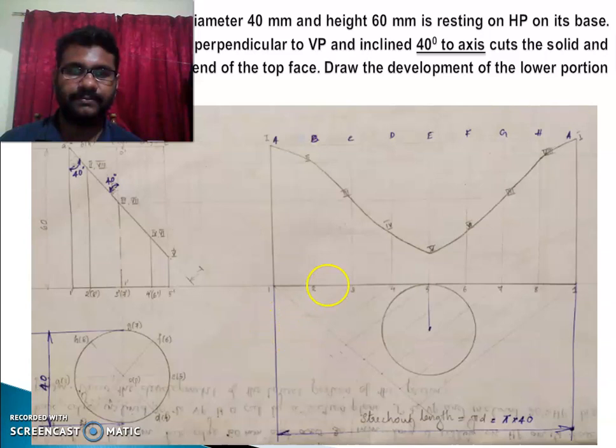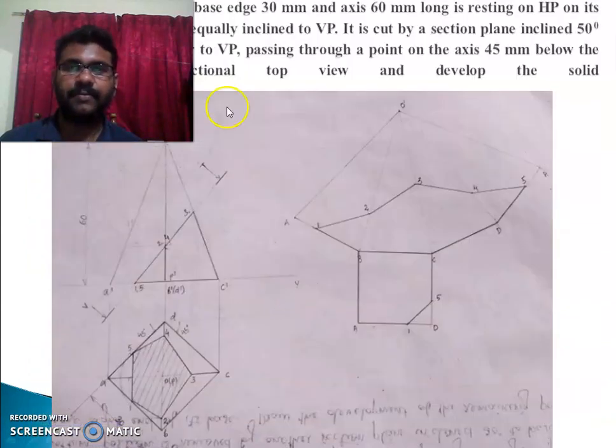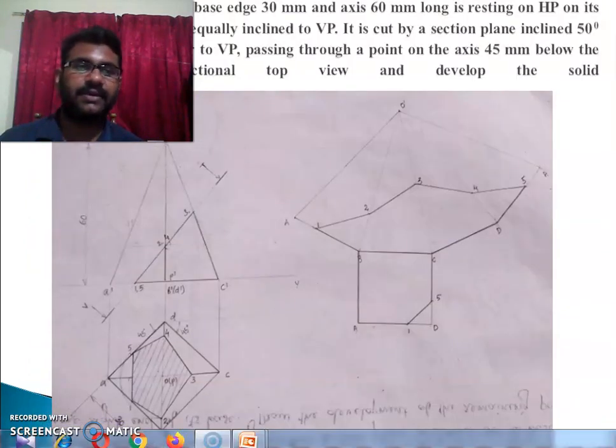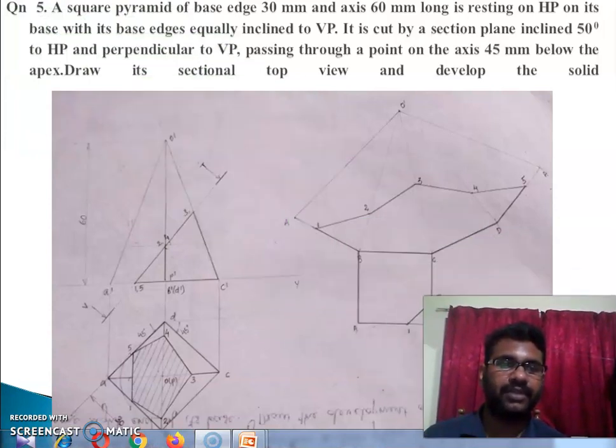Then the next problem is we have to draw the development of a square pyramid, base 30 mm, axis similar, resting on its base with the base edges equally inclined to the VP. So start with the base edges. Equal inclination means 45 degrees inclined to the X line. Complete the top view and draw the corresponding front view, and draw the section line which is perpendicular to VP and inclined 50 degrees to HP.